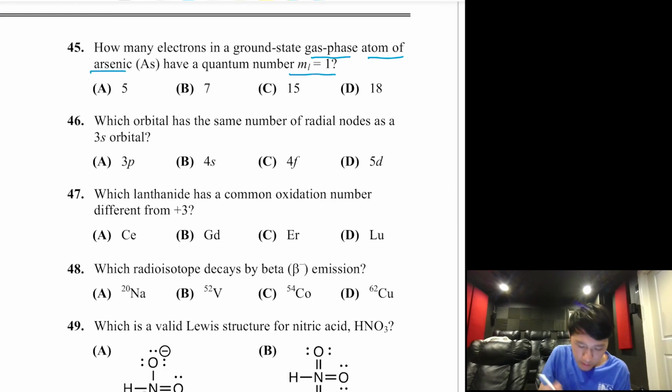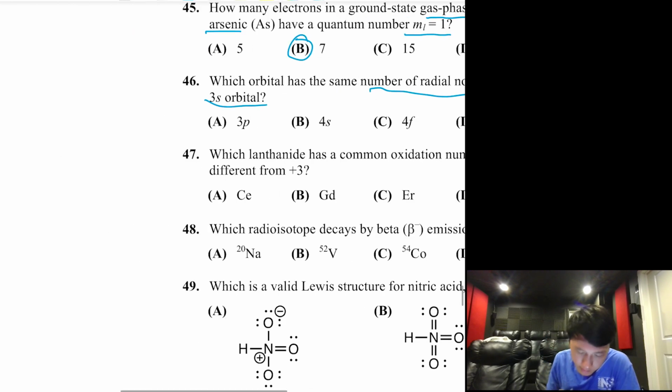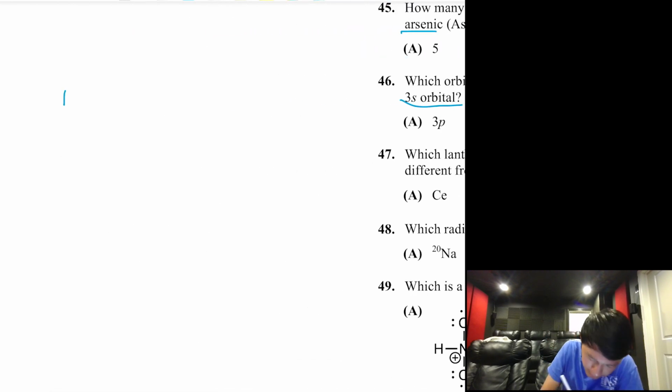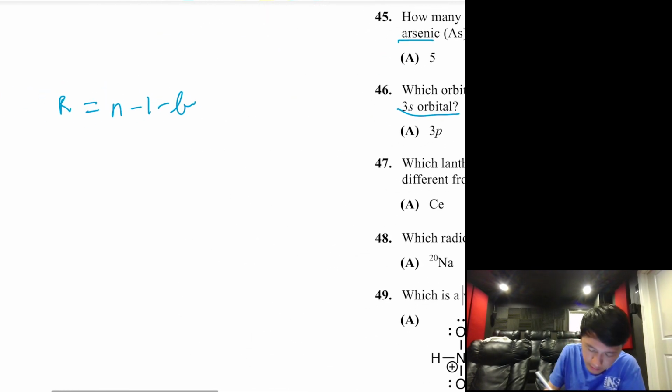So B is our correct answer. Problem 46. Which orbital has the same number of radial nodes as a 3s orbital? So we know the formula for radial nodes, so let's just call that R, is equal to the principal quantum number n minus 1 minus the angular momentum quantum number, which is L. Now for 3s, we're going to have 3 minus 1, and for an s orbital, L equals 0. So minus 0, and that equals 2.